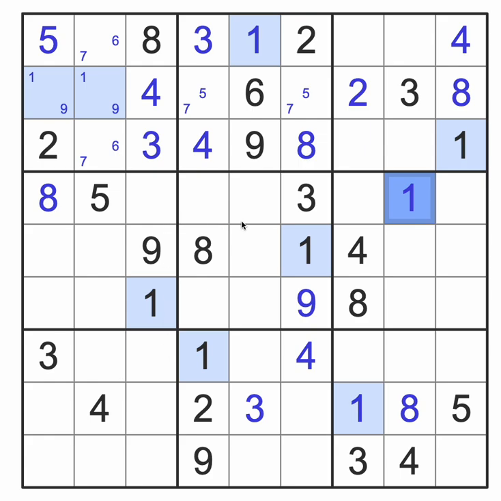Okay, and I can place 4 in box 4. 4 in box 1 blocks this cell. 4 in box 6 blocks these. 4 in box 7 blocks this cell. Gives me 4 here, which blocks these. 4 in box 6 blocks this cell. 4 in box 2 blocks this cell. Gives me 4 here.